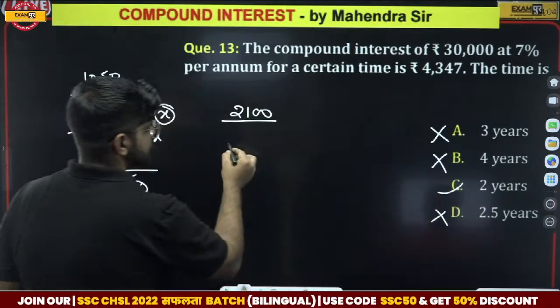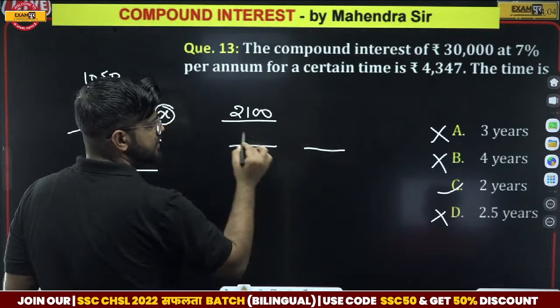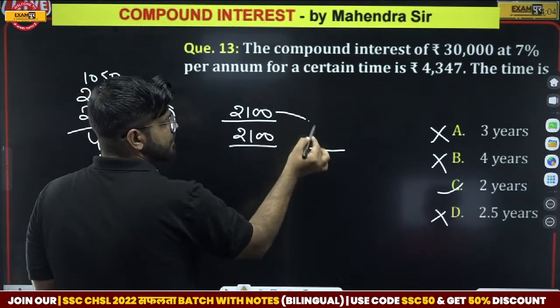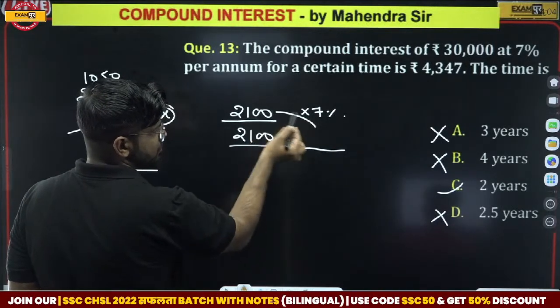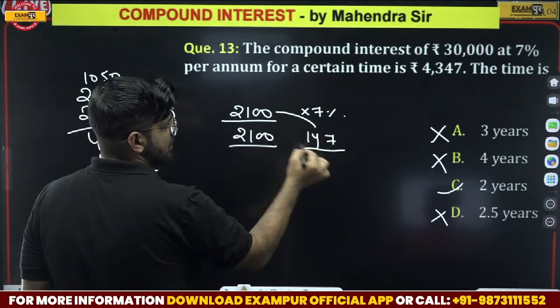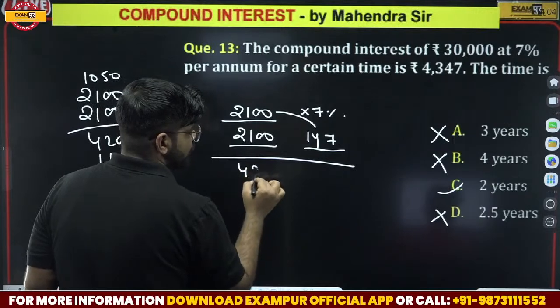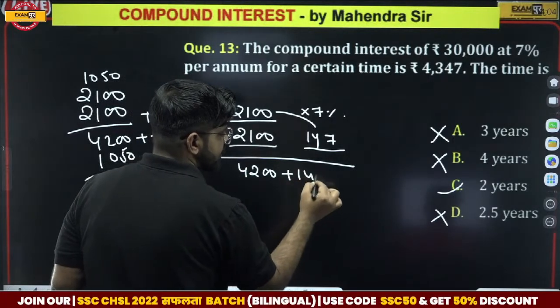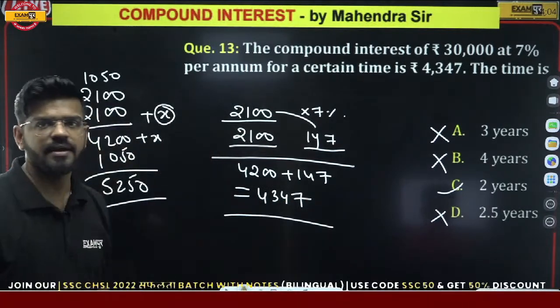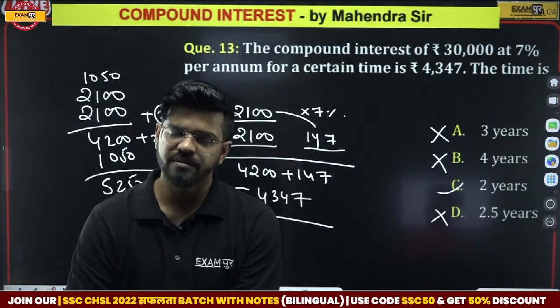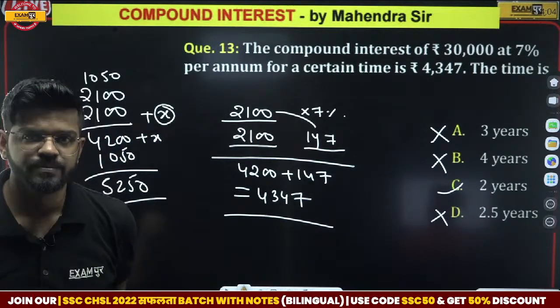Let me check this, this is for 2 years. So 2100, make 7% of this, so percent will cancel out the 00, 7 ones are 7, 7 twos are 14, add it out, 4200 plus 147, and you will get 4347. So this is how you will get the answer. For 2 years we will get the answer. Clear to all of you? Super.